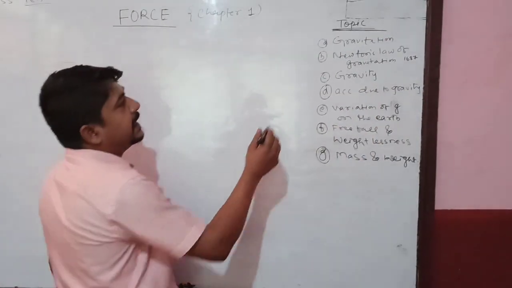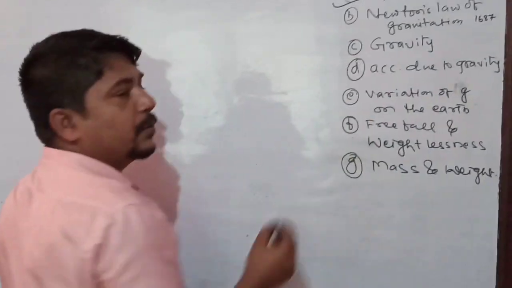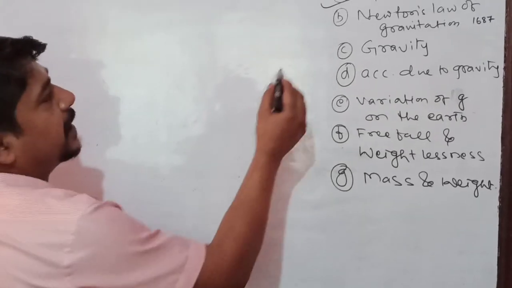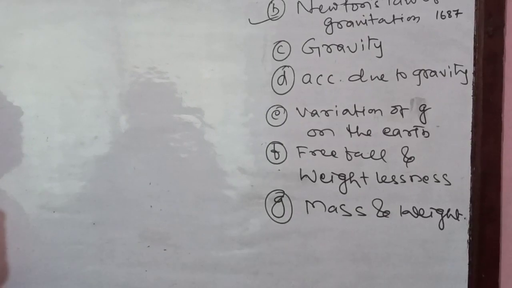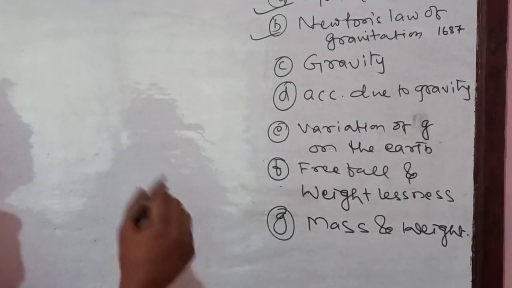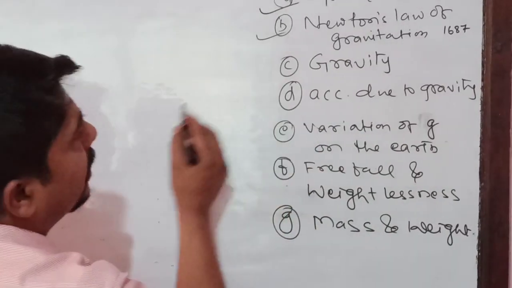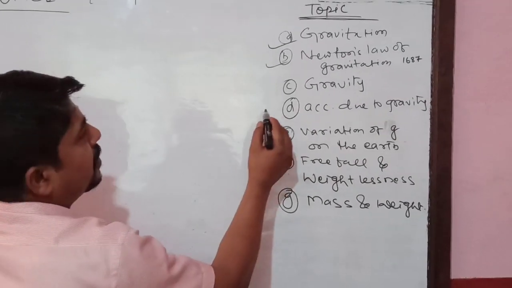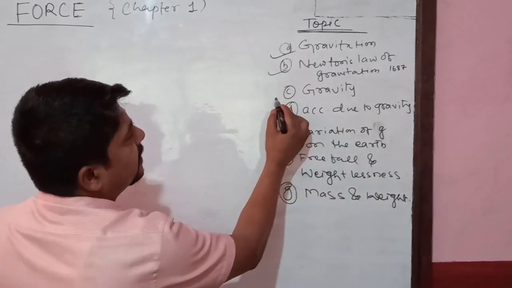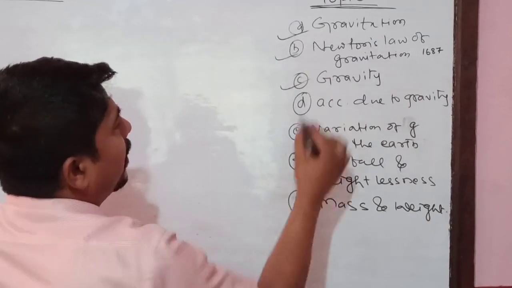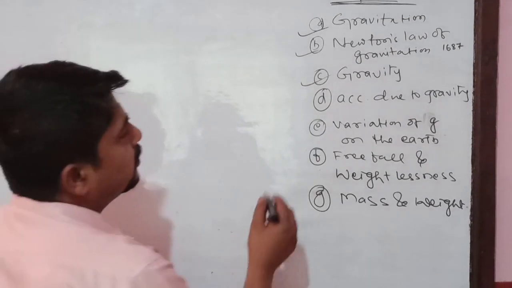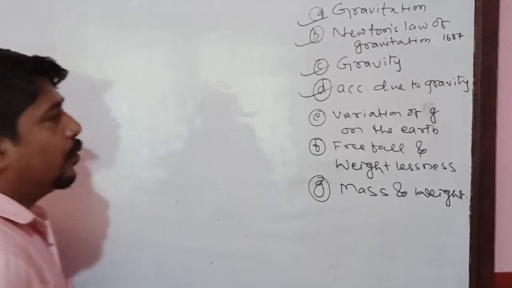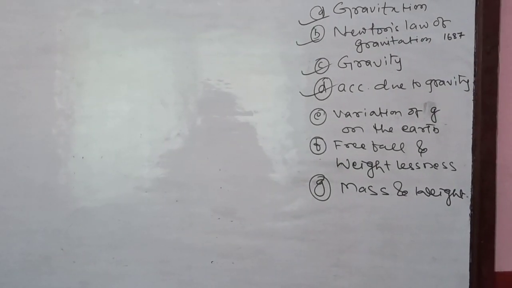We will be dealing here with gravitation. What is gravitation? Next is Newton's law of gravitation. Who formulated this law of gravitation? It was Newton. So we will be dealing with Newton's law of gravitation. We will be deriving some formulas. We will be knowing about gravity. What is gravity? Then we will march to what is acceleration due to gravity.